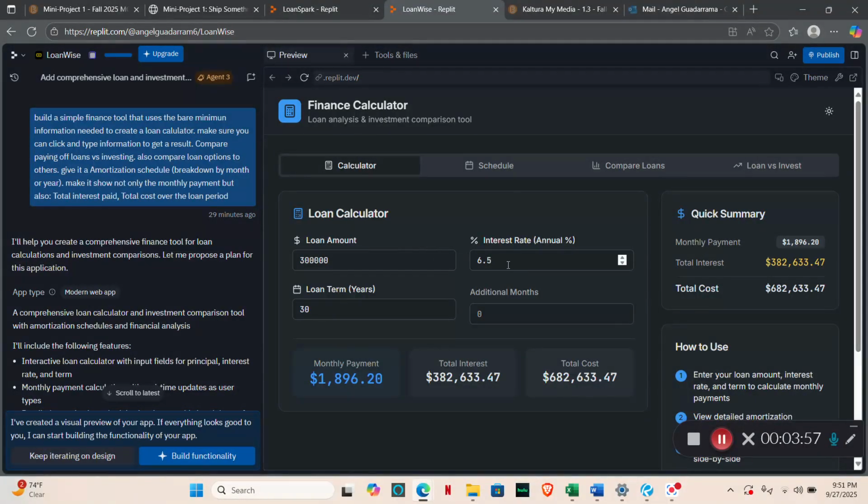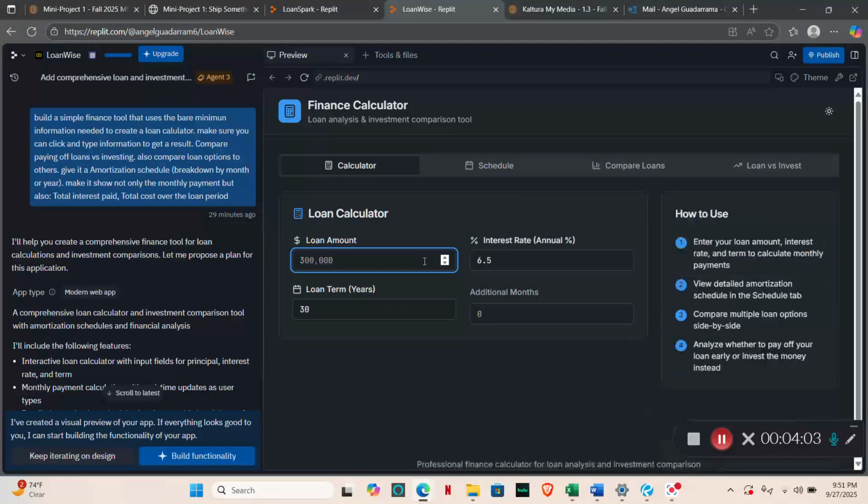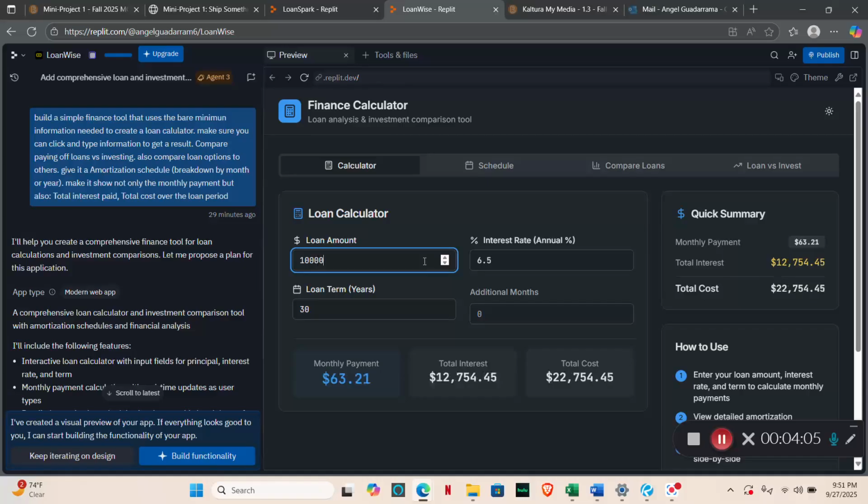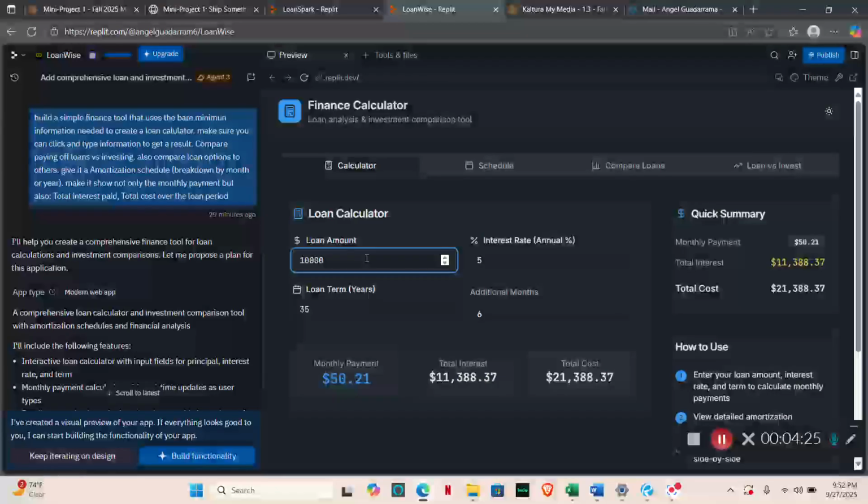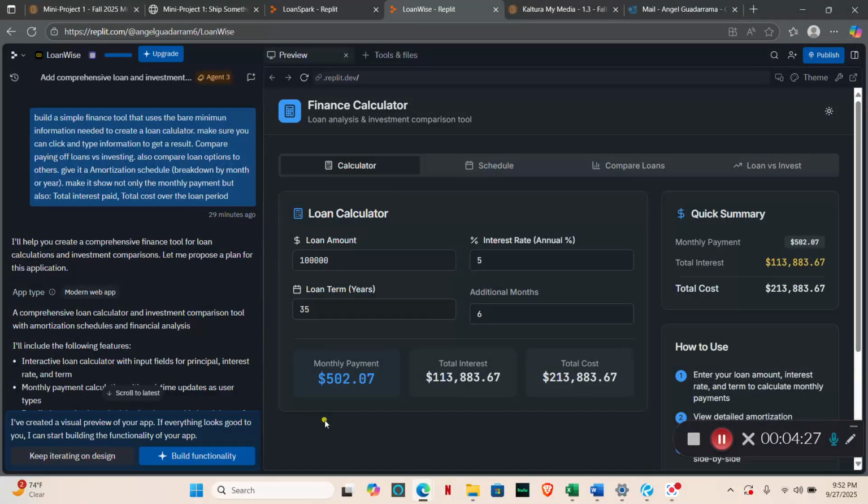Right here it gives you the interest rate, the loan amount, and additional months. So let's say we have a loan amount of 100,000 with an interest rate of 5% over, let's say, 35 years with 0 additional months. It gives you a monthly payment, the total interest on it, and the total cost of this. If we change it to 6, it doesn't really change anything, but it's 100,000.